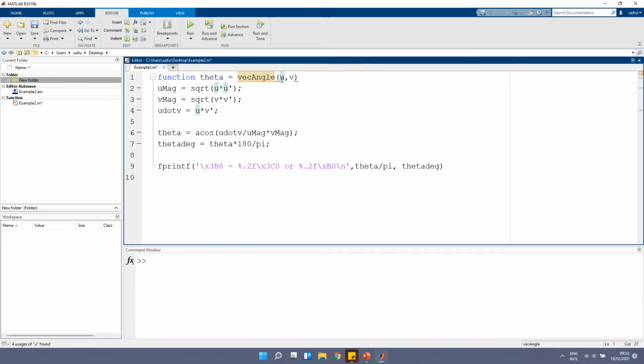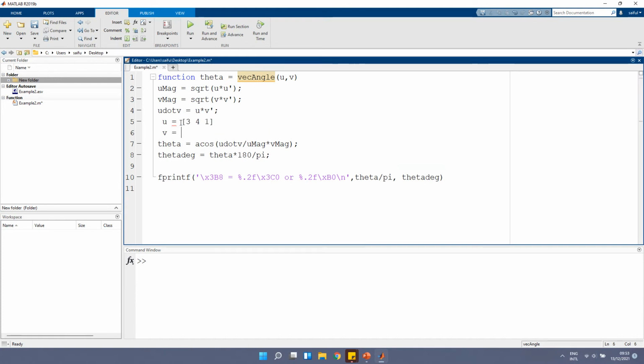The input is u and v, and then you calculate the magnitude by using the dot product. In order for you to compute a dot product, you need to make sure that the sizes match. That's why you need to transpose the second one. It depends on the type of the matrix that has been given, because we are giving u equals 3 4 1, and v equals 1 1 1. That's why you need to transpose the second matrix.